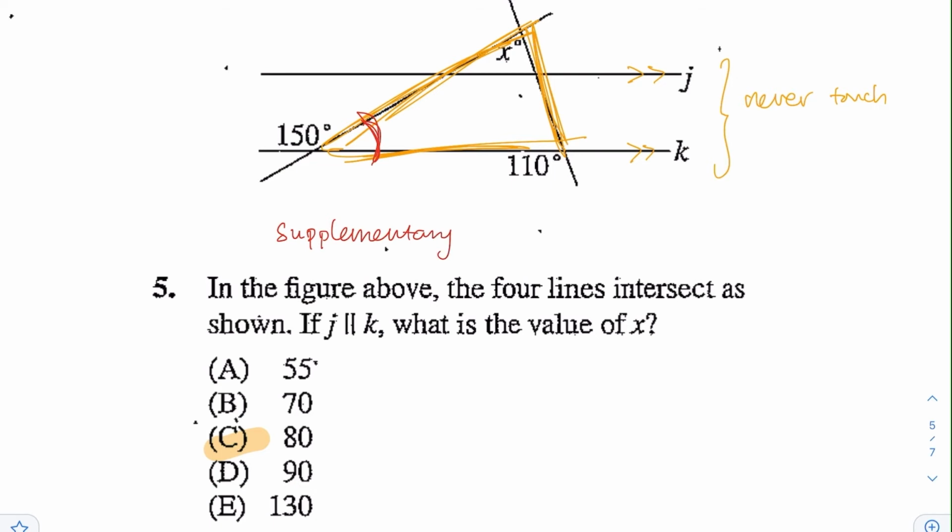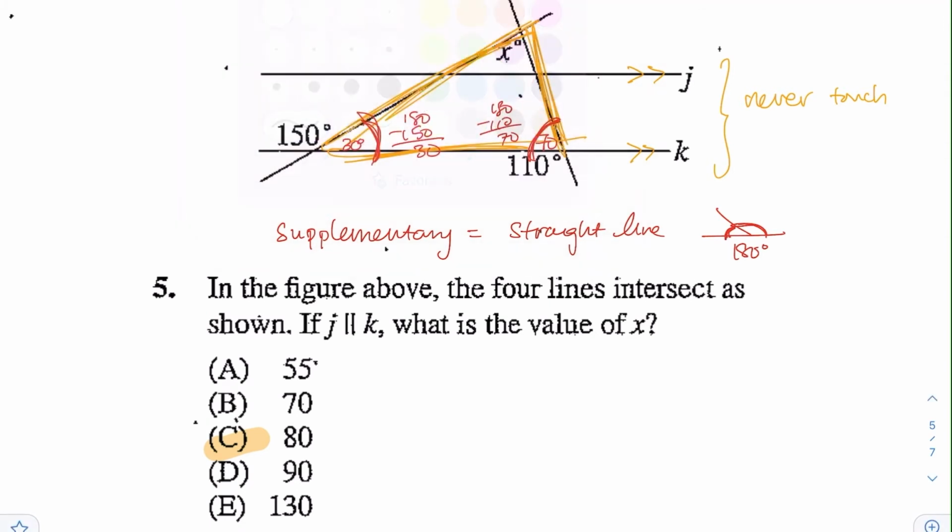makes up a straight line, and they add up to 180 degrees. So these two angles add up to 180 degrees. So you can do 180 minus 150 here to get 30. So this angle is 30 degrees. And similarly, this angle is 180 minus 110, which will give you 70. So this angle is 70 degrees.